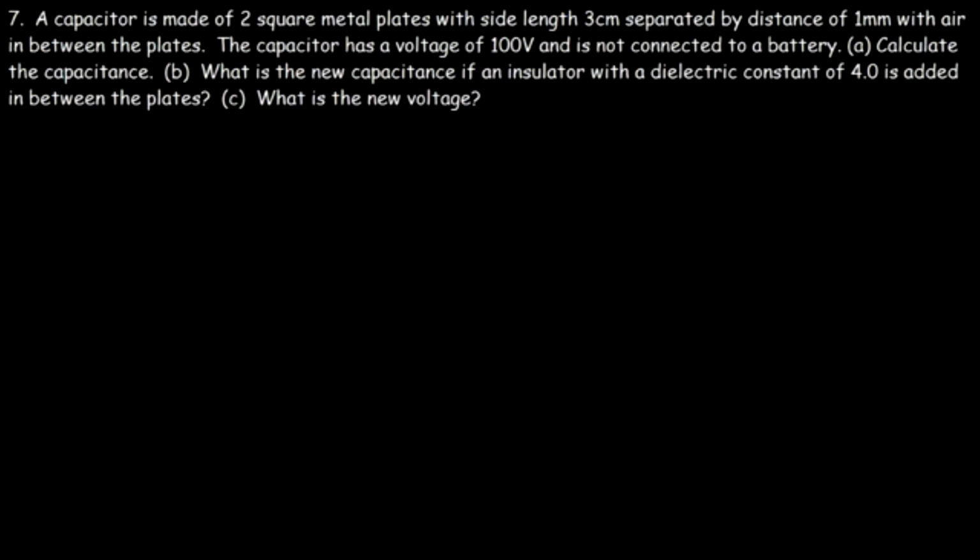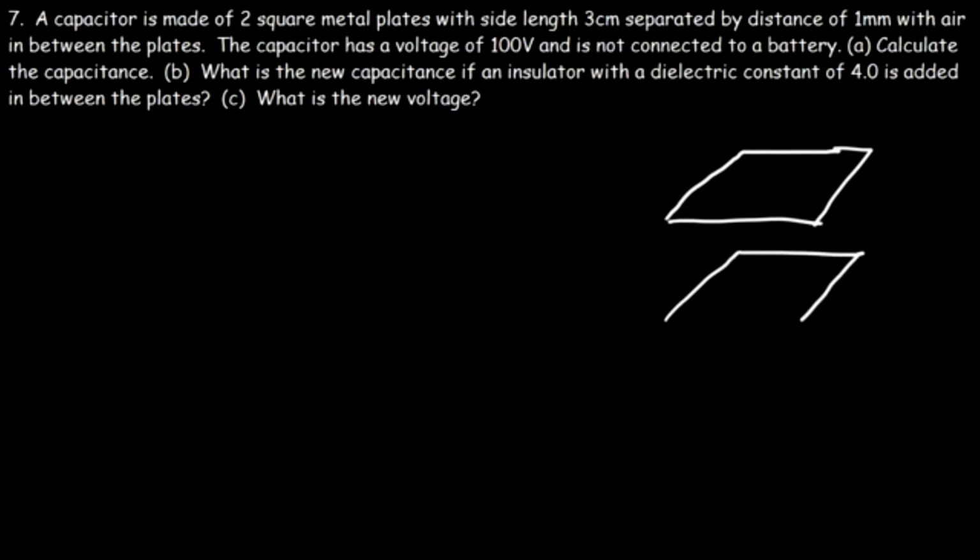Number 7. A capacitor is made of 2 square metal plates with side length 3 centimeters separated by a distance of 1 millimeter with air in between the plates. So let's draw a picture. Let's say this is the first square metal plate, and here's the second one. So the side lengths are 3 centimeters by 3 centimeters, and the distance between the two plates is only 1 millimeter. How can we calculate the capacitance? And we have air in between.